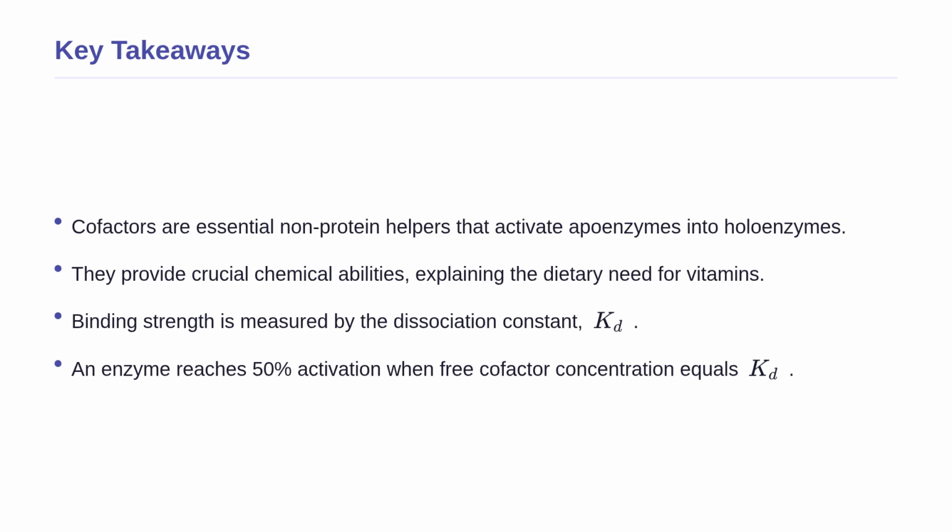We have covered a lot of ground today, so let us summarize the most important ideas. First, remember the flashlight analogy. Cofactors are the essential non-protein batteries that turn inactive apoenzymes into fully functional holoenzymes. Second, these helpers provide chemical abilities that proteins lack, which is exactly why vitamins and minerals are vital for human health. Finally, we learned that we can measure this binding affinity using the dissociation constant.